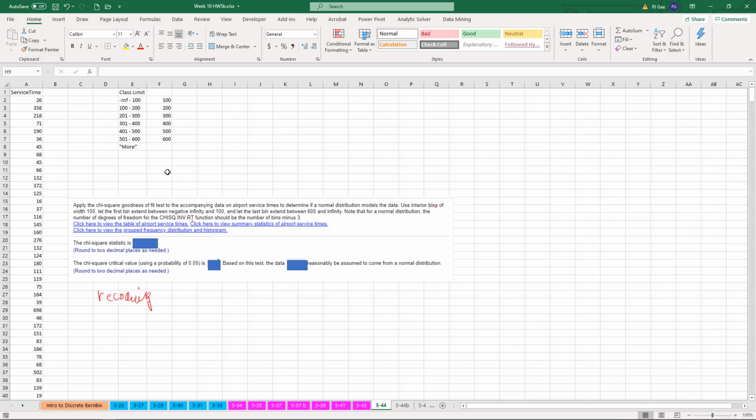Okay, so what I did was prep here from the problem given. There are these class limits from minus infinity to 100. Okay, that is the first bin. From 101 to 200 is the second bin. 201 to 300. So this is the human words part of this. And it says anything above 600, we're going to treat as more. That's sort of the nomenclature in histogram world of Excel. Anything above 600 is a catch-all.